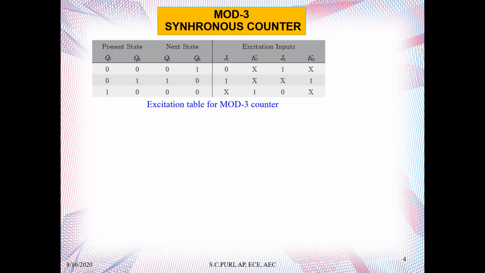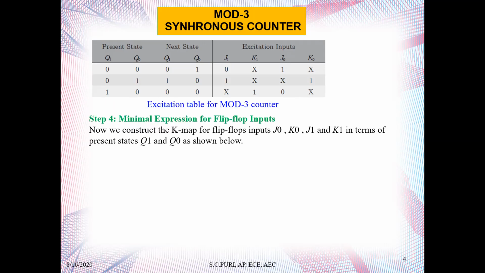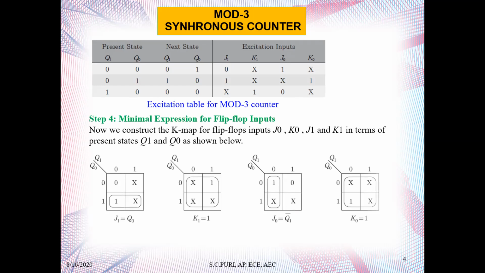Now let us go for the fourth step, the minimal expression for flip-flop inputs. Now we construct the K-map for flip-flop inputs J0, K0, J1 and K1 in terms of present states Q1 and Q0. You have to present the K-map like this. So this is the K-map for J1, this is the K-map for K1, this is the K-map for J0, and this is the K-map for K0.